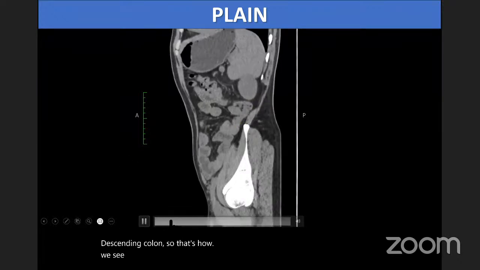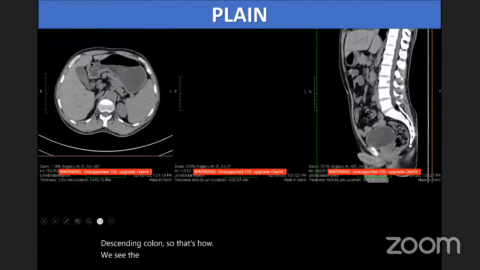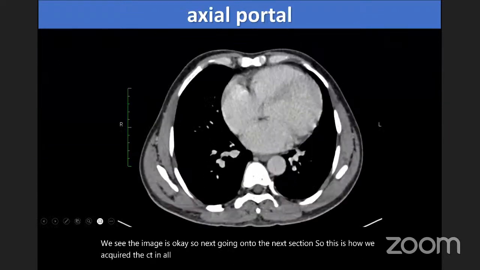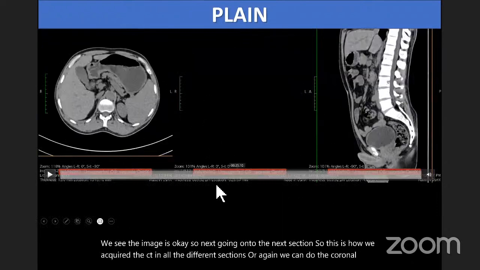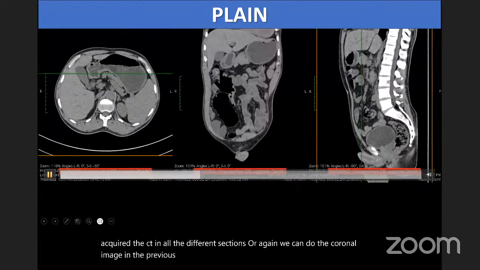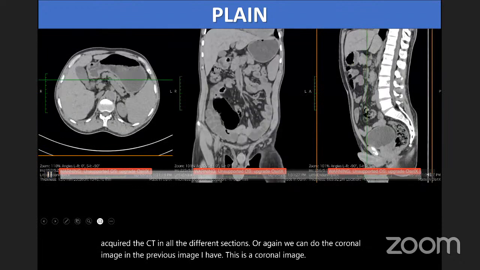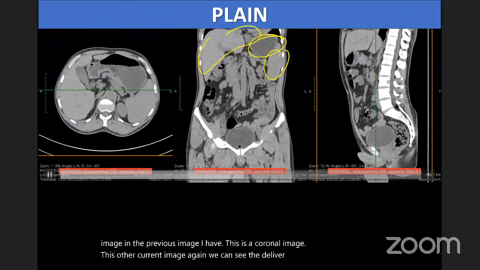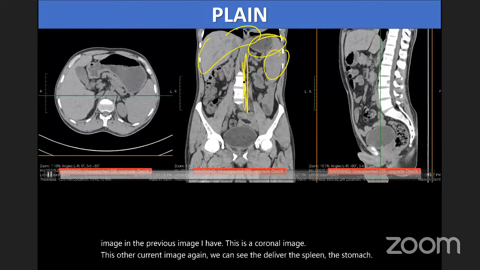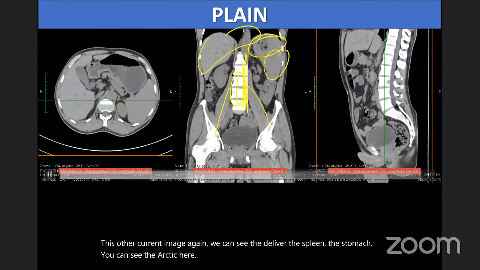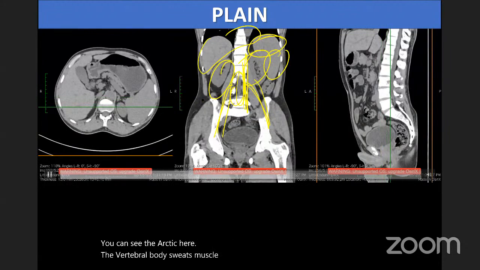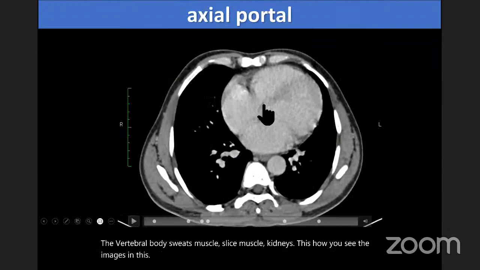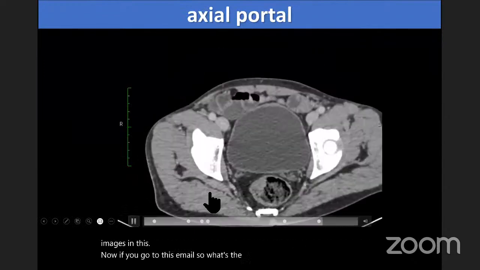Okay, so next, going on to the next section. This is how we acquire the CT in all the different sections. Now again, we can do the coronal image. In the previous images, that was an axial image; this is the coronal image. Again, we can see the liver, the spleen, the stomach. We can see the aorta here, the vertebral body, psoas muscle, kidneys. So this is how you see the images. Now, if you go to this image, what's the difference that you are seeing in this image?